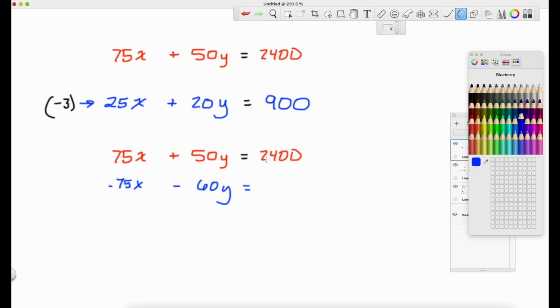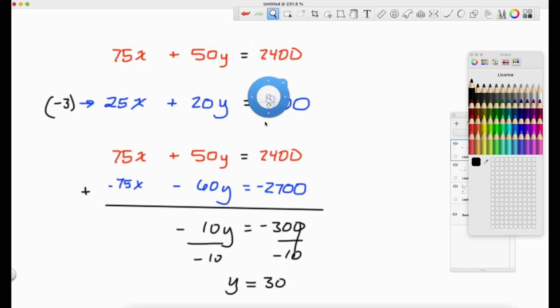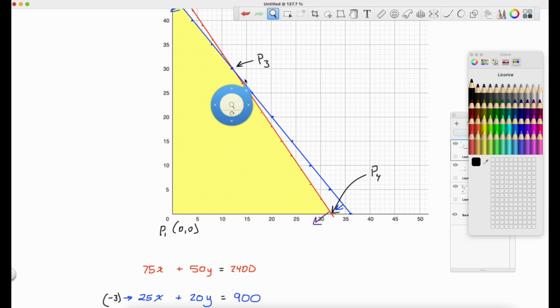-3 times 900 is going to be -2700. Right? -3 times 9 is -27 and 2 zeros. And we're going to add these equations. This cancels. We get -10y equals -300. Divide both sides by -10. y equals 30.